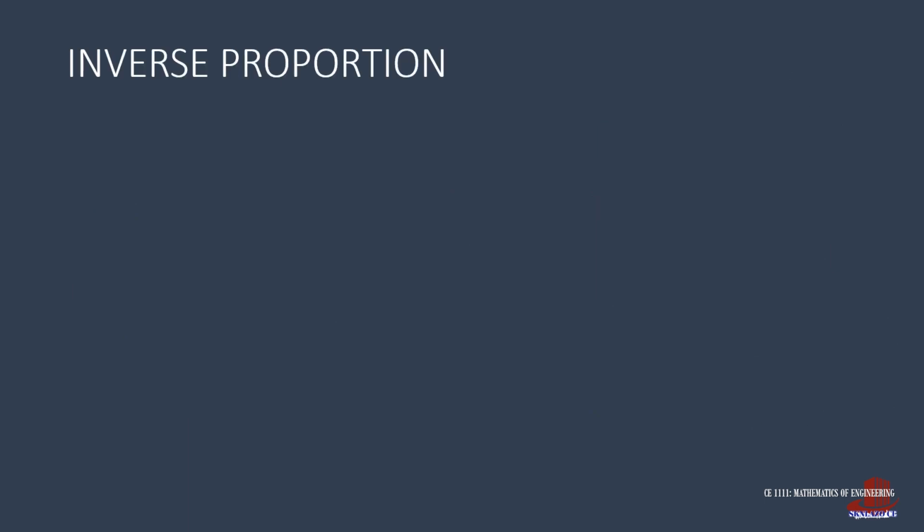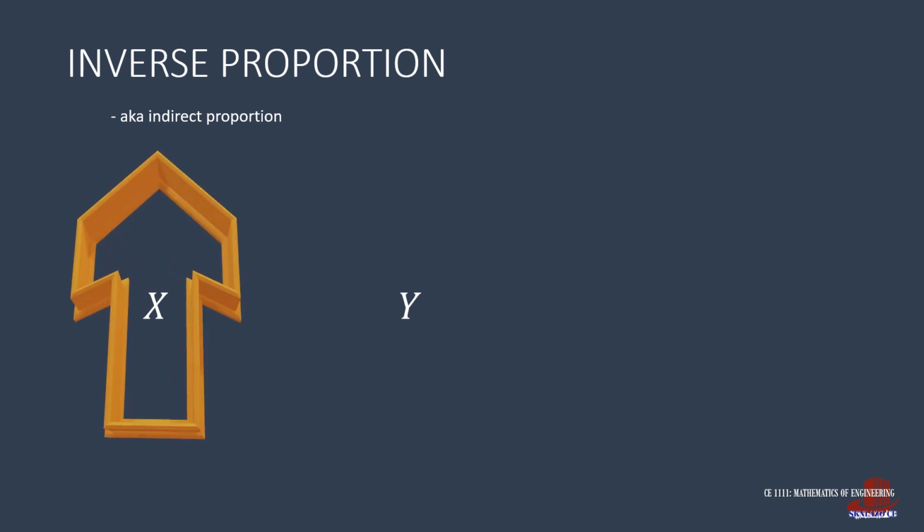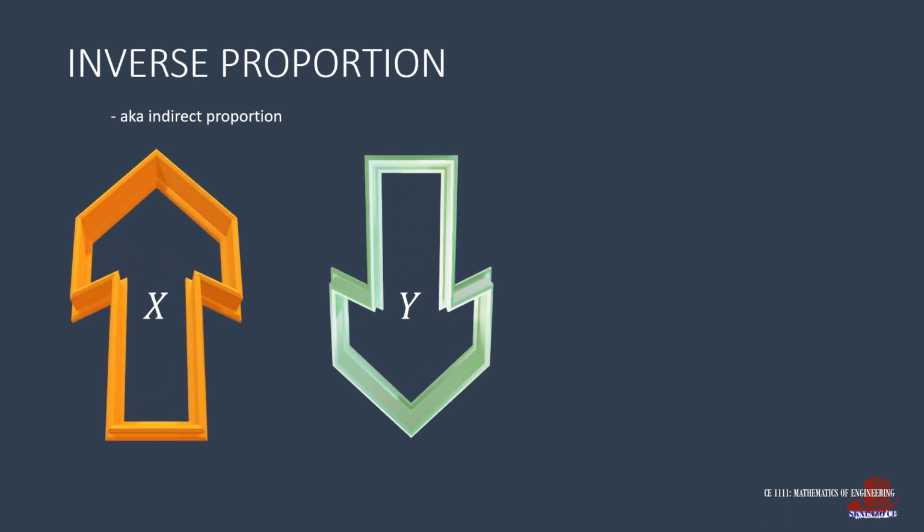The second type of proportions is inverse, which is also called indirect proportion. This is a type also having two quantities x and y, but the trend are reciprocating. That means that if x increases, y goes down.